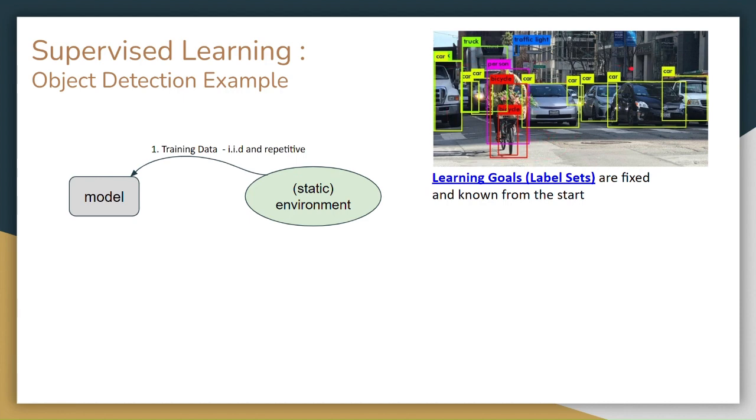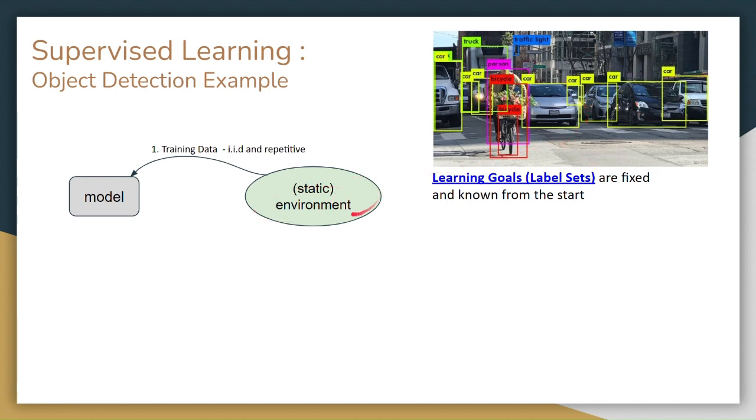But in the training data, you also have to provide the correct labels. For example, the correct label of this car, bicycle, and every object that you are interested in is also in the training data.